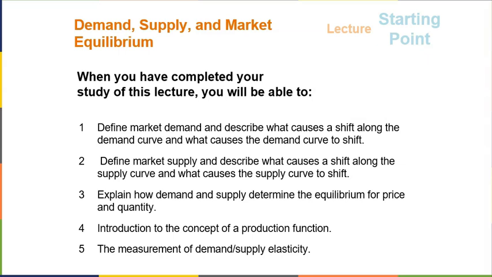1. Define market demand, and describe what causes a shift along the demand curve, and what causes the demand curve to shift. 2. Define market supply, and describe what causes a shift along the supply curve, and what causes the supply curve to shift. 3. Explain how demand and supply determine the equilibrium for price and quantity. 4. Describe the concept of a production function. 5. Explain the measurement of demand and supply elasticity.